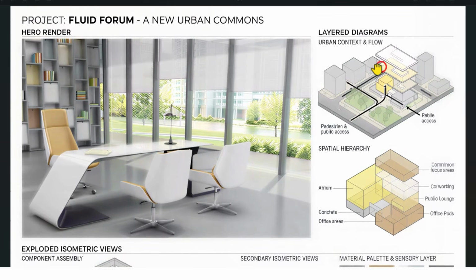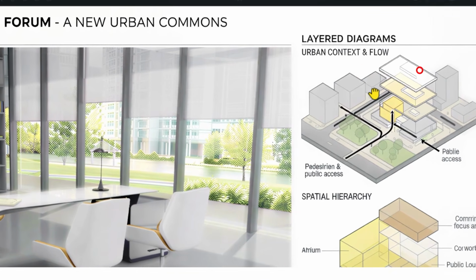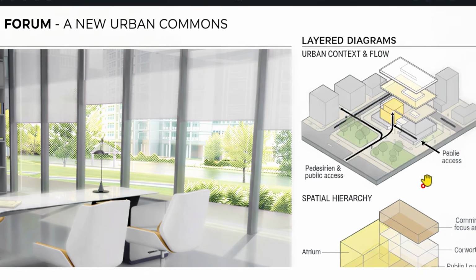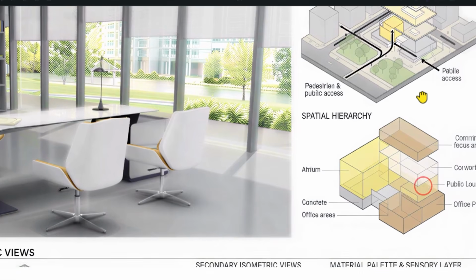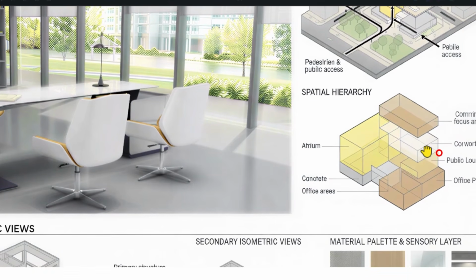This poster is a great example of how a simple office image can be transformed into a complete architectural presentation board. The layered diagrams explain the urban context, access routes, spatial hierarchy, atrium, co-working areas, public lounge, and office pods. This makes the project feel more organized and easier to understand for clients, students, or presentation juries.